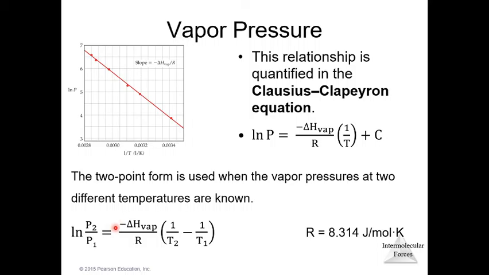And this is what's going to be involved with experiment 16. You're going to watch a vapor evaporate and look at its vapor pressure versus temperature. You're going to plot that and calculate the heat of vaporization.